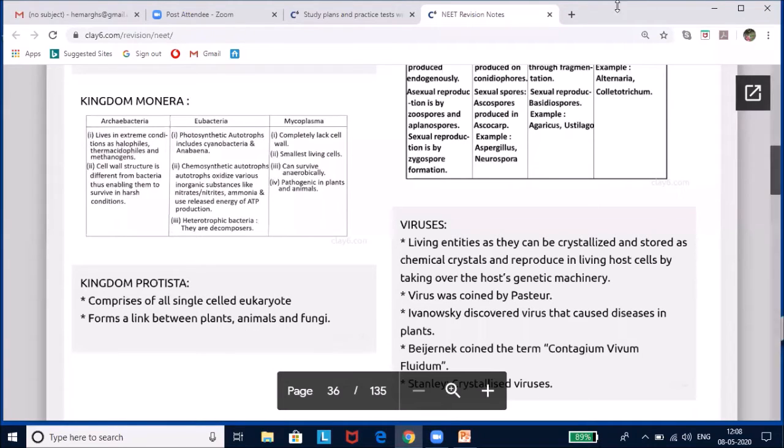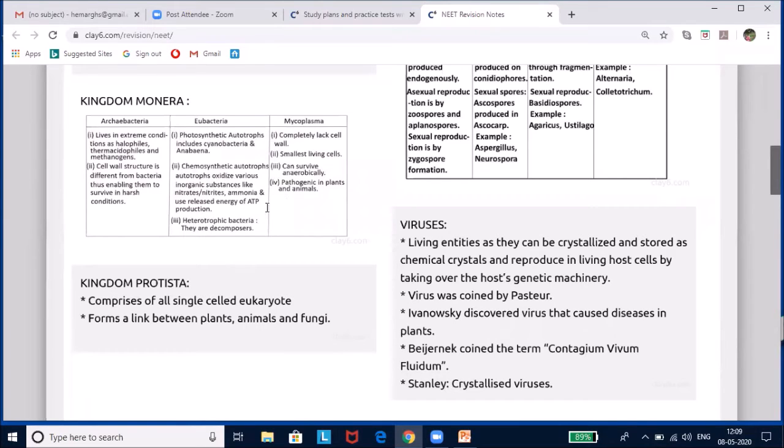Now, let us look at classification based on nutrition. They are classified into photosynthetic autotrophs, which include cyanobacteria and Anabaena. And chemosynthetic bacteria, which are autotrophs that oxidize various inorganic substrates like nitrates, nitrites, and ammonia, and use the released energy for ATP production. And heterotrophic bacteria are mostly decomposers.